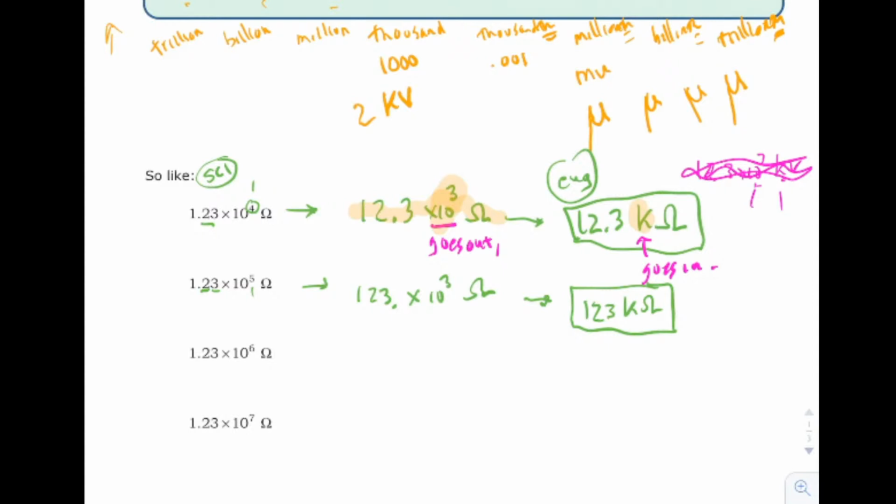So there's 2 steps. Make the exponent a multiple of 3, and then take it out of there and replace it with a prefix. Make sure you replace it with a prefix.